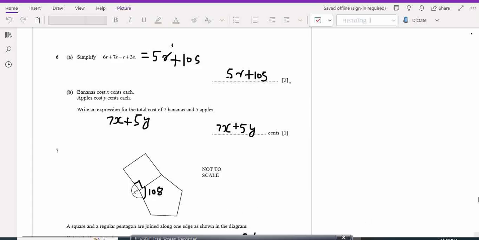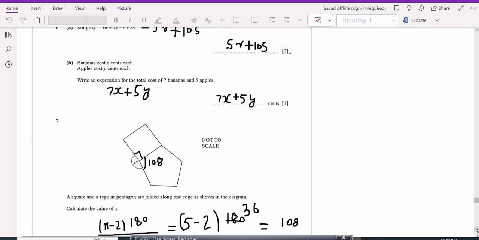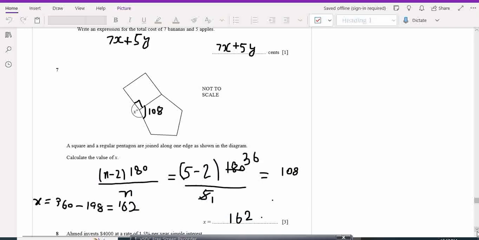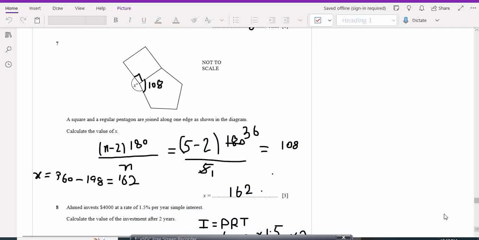So for pentagon, each interior angle will be equal to 108 by using the formula (n minus 2) over n into 180. So n here is 5, for pentagon is 5. So we get (5 minus 2) into 180 over 5. This 5 is cancelled with 180 to get 36. 5 minus 2 is 3. 3 into 36 is 108.